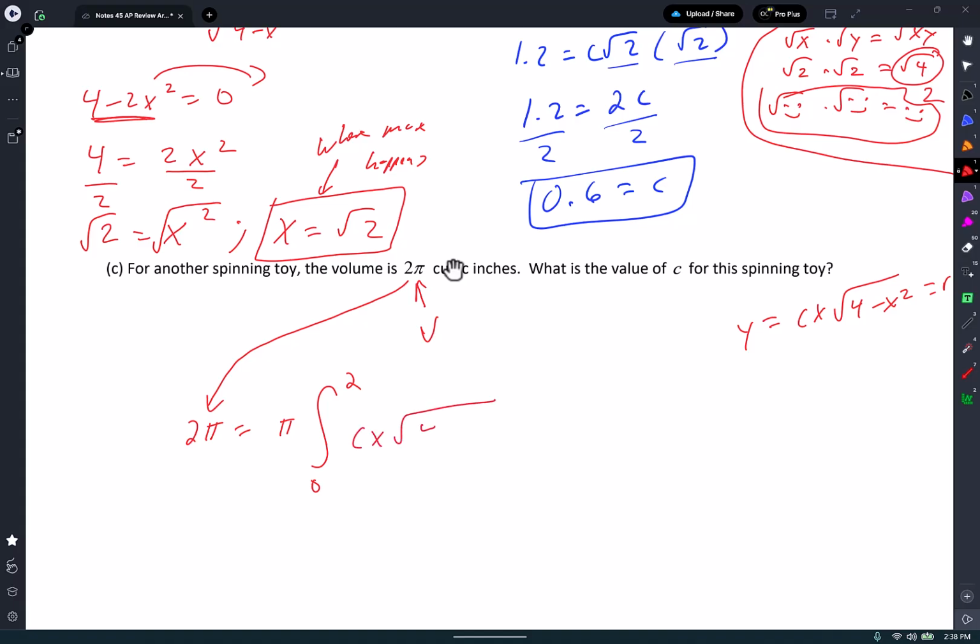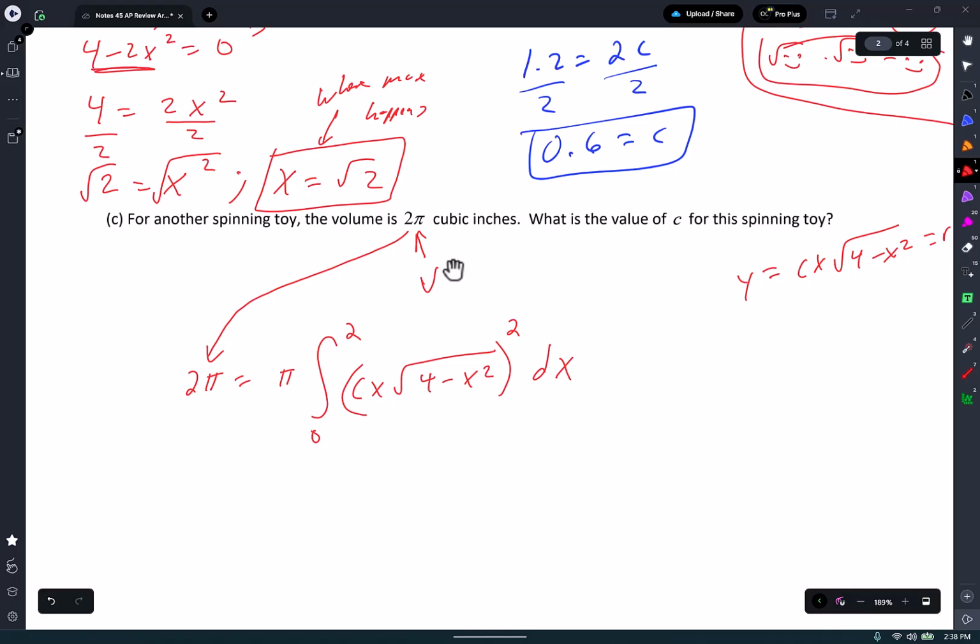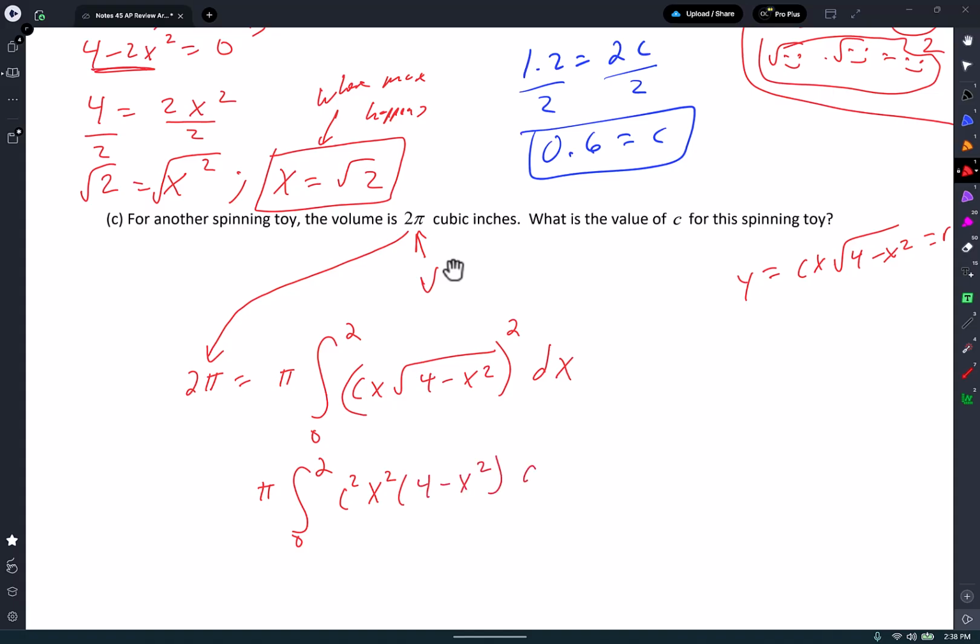Cx square root 4 minus x squared. That's my r. Put it in parentheses and put a square on it. Is everyone okay with that? Before I do anything, I'm going to square it. Pi integral 0 to 2. When I square this, I'm going to get c squared x squared, parentheses 4 minus x squared. Are we still okay? That c is a number, so don't get it confused when we do the plus c with like, oh, multiply by 2, it's still a constant. This is some specific number, so I went ahead and just put the square on it already. We're still okay? Okay, I'm going to distribute this.